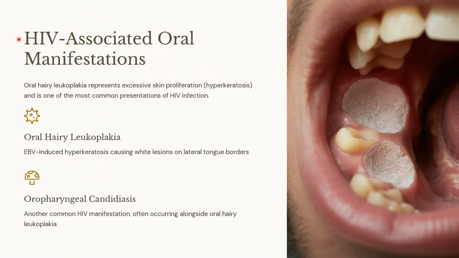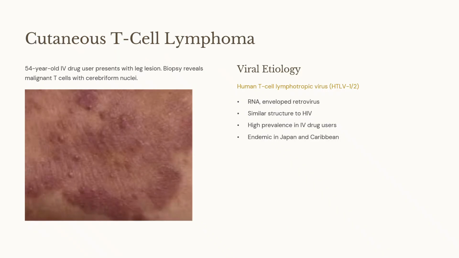In HIV also, because of the immunocompromised state, we have oral hairy leukoplakia because they are more prone to infections. So Epstein-Barr virus induced hyperkeratosis causing white lesions on the lateral border of the tongue is also seen in HIV. Another one is candidiasis. Oropharyngeal candidiasis is also commonly seen in HIV.